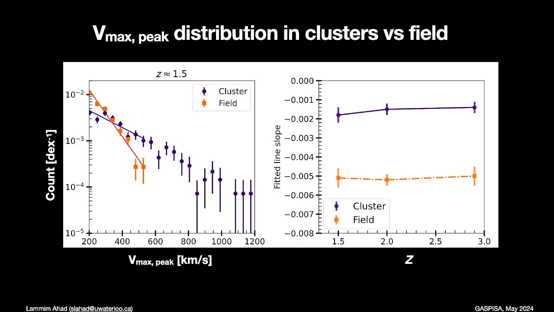And for that, we look into an analog of the halo mass function. So instead of the halo masses, we look into the distribution of Vmax peak, as you can see here, and this is just showing the number counts. So what is Vmax peak?